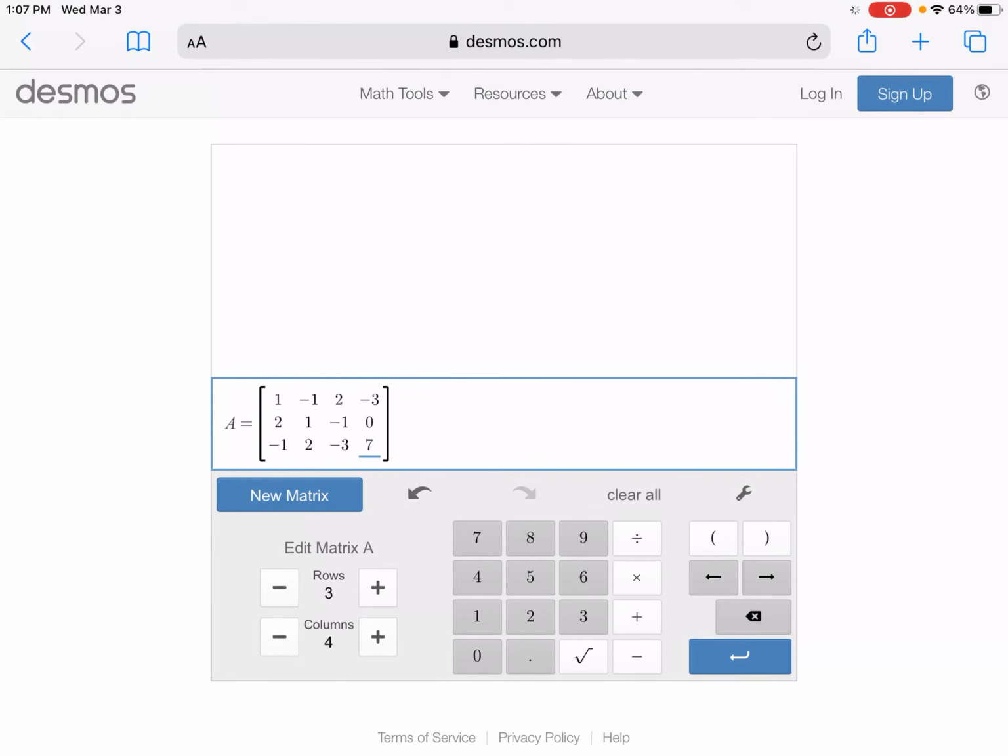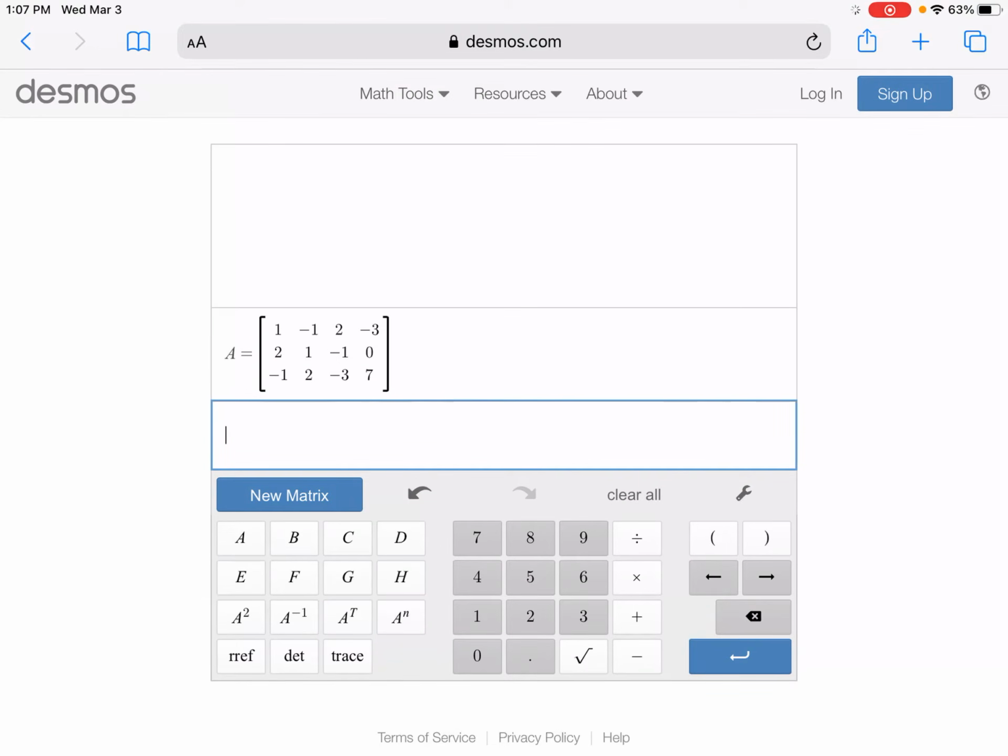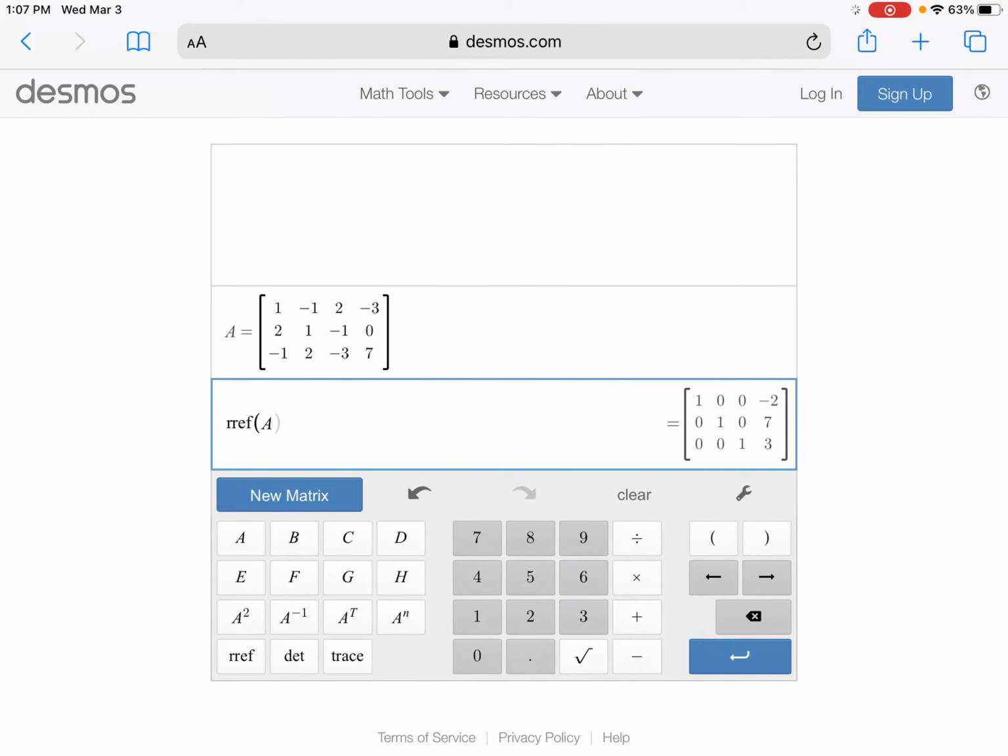Okay, so that is my matrix, and then I'm going to find the row reduced. So you can see our options here. You see the RREF, that stands for reduced row echelon form. So I'm going to do reduced row echelon form of matrix A, and you can see without even hitting enter, it gives me my values. And you'll notice that X is negative 2, the first line, Y is 7, the second line, and Z is 3 on the third line. So reduced echelon form of an augmented matrix, you can use Desmos.